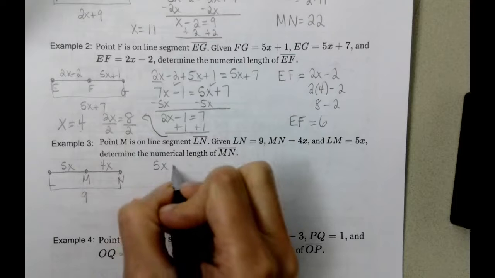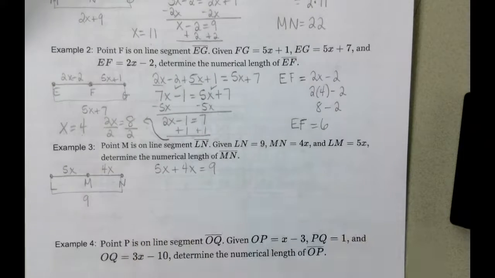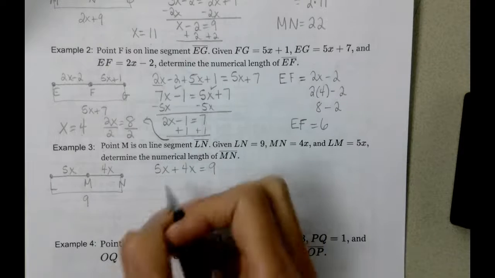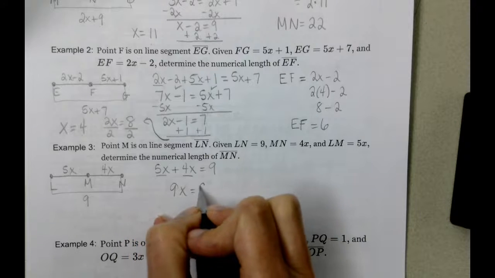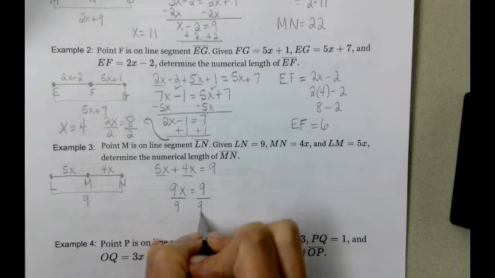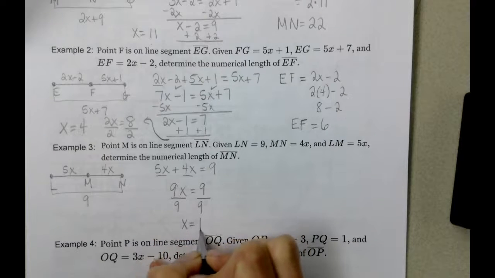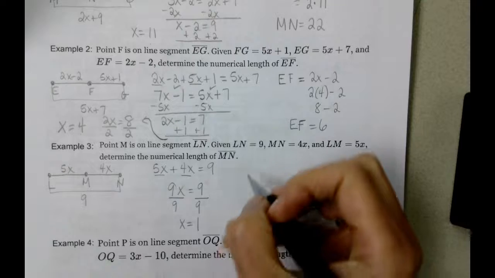5x plus 4x equals the length of the entire segment, LN. If we add like terms, we get 9x equals 9, and divide both sides by 9, we get x equals 1. Well, we need that information of x equals 1, but we're going to use it to help us find the length of MN.